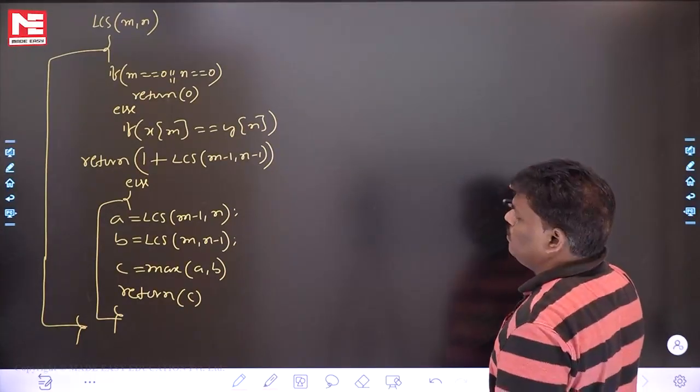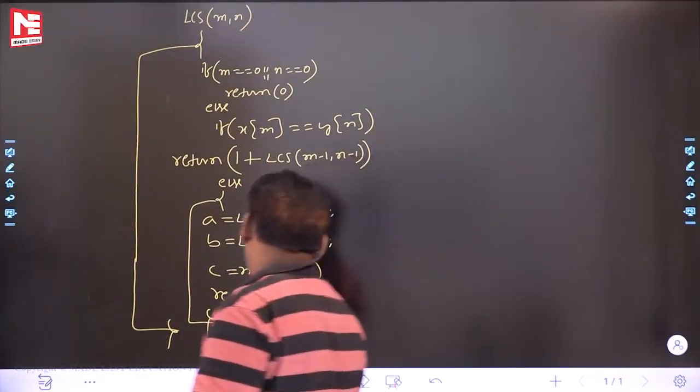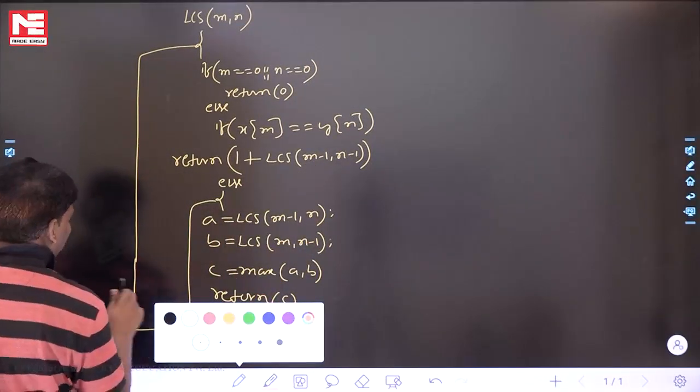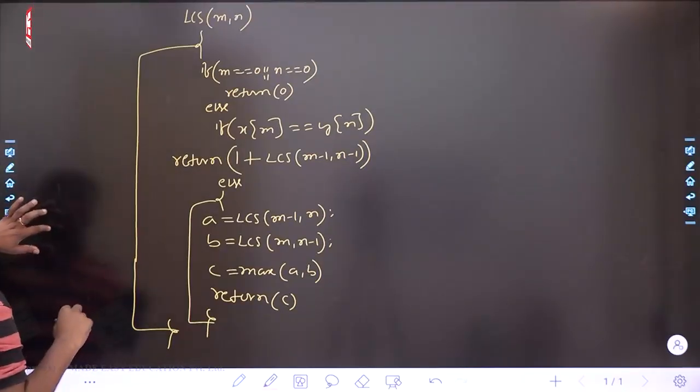If there is a dilemma, do all of them. Let me analyze this program. What is the meaning of recursive program analysis? Time complexity finding and space complexity finding. I will explain. See the time complexity finding.